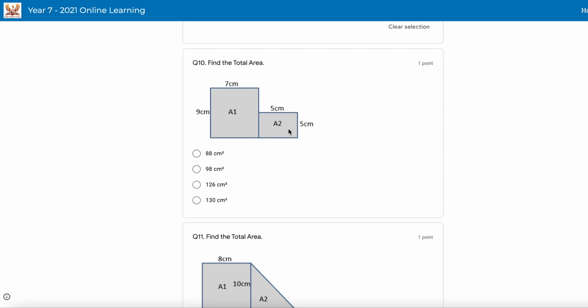Now we need to find the area of A2, which is just 5 times 5. So that's 25 square centimetres. And to find the total area, now we've found each individual area, all we need to do is add them up. So this was 63 and this was 25. So 63 plus 25 gives us 88 square centimetres.